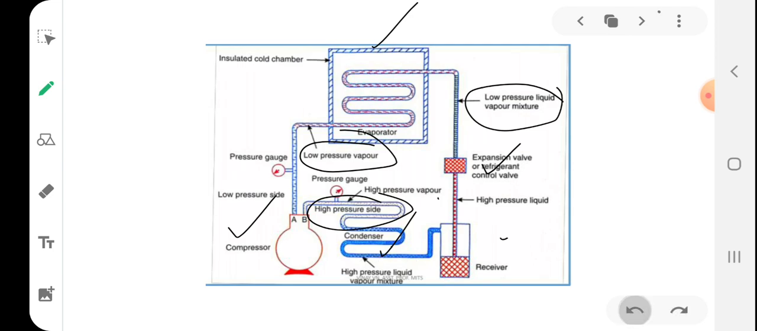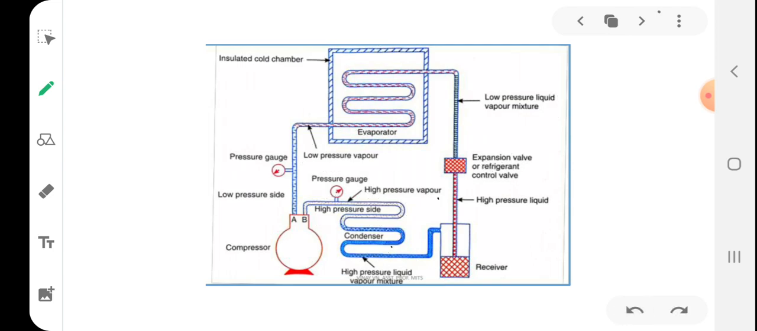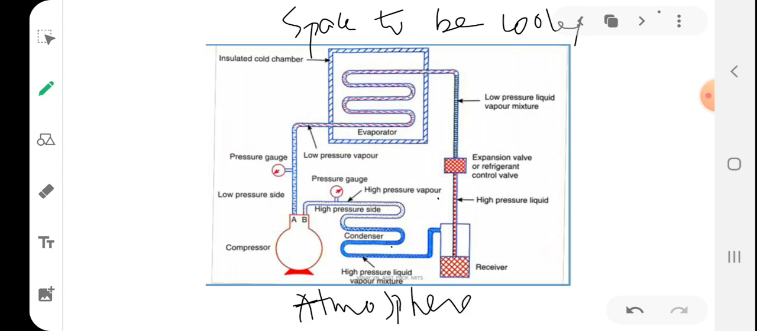So what is happening actually, what is our function? This is the space to be cooled, and this is the atmosphere or any other sink. What is the main objective of this refrigeration system? Heat should be absorbed or extracted from the space to be cooled. This heat is nothing but the refrigerating effect, QR. This refrigerating effect should be absorbed from the space to be cooled, and that heat should be rejected to the atmosphere.